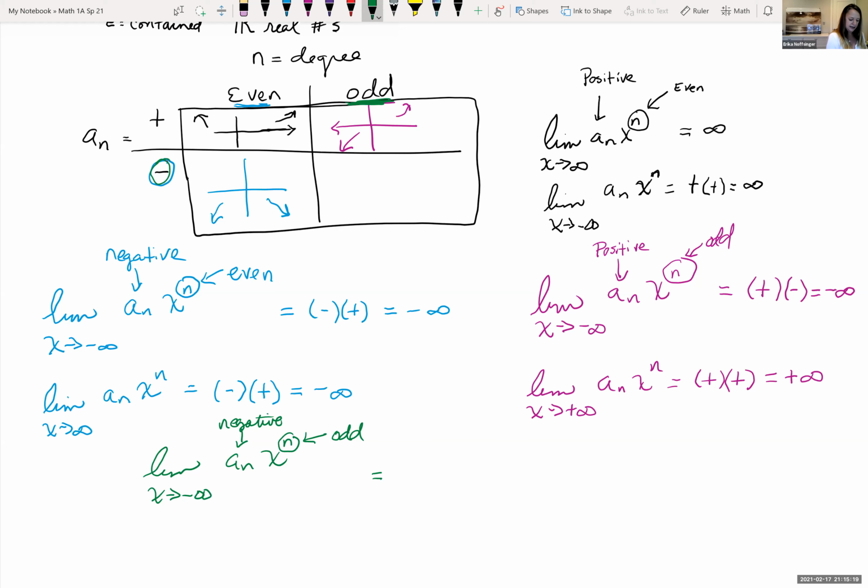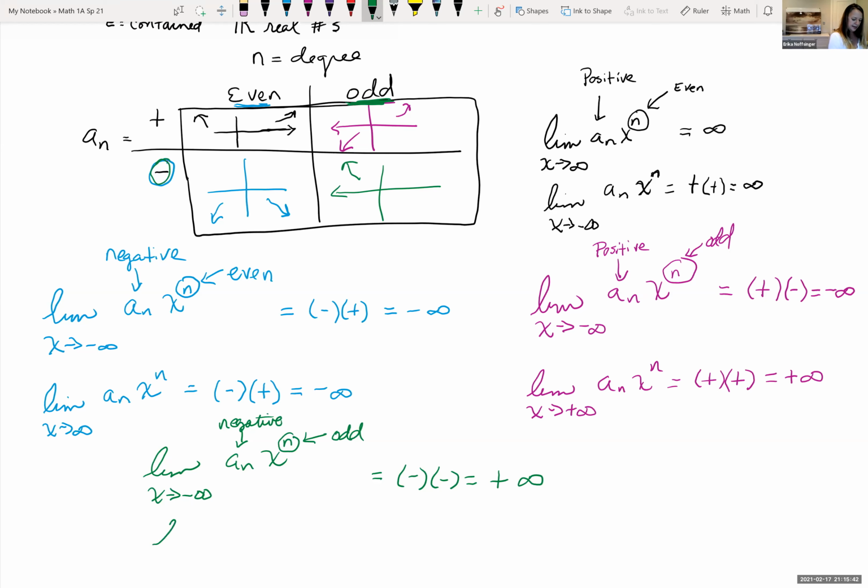So a sub n is negative, it's going to remain negative, times, well, if I take a negative number raised to an odd power, that's going to be negative, and a negative times a negative is a positive. So this goes to positive infinity. So as x is going to negative infinity, our graph shoots upwards.